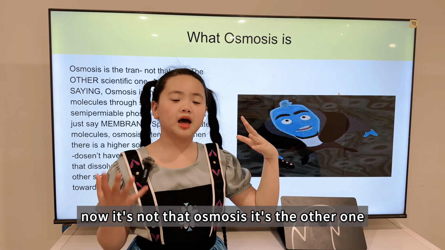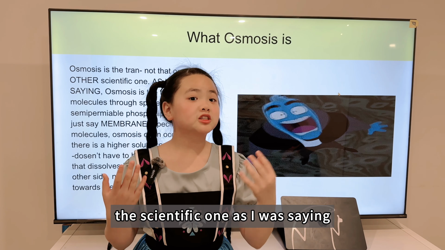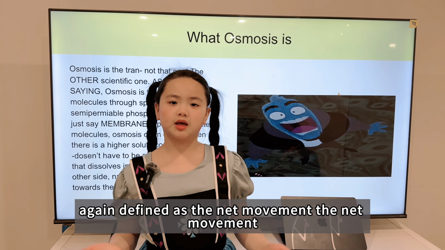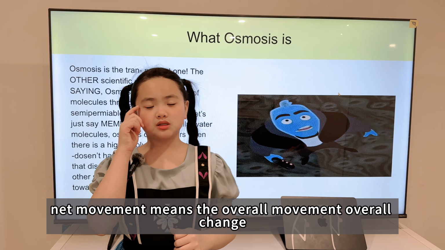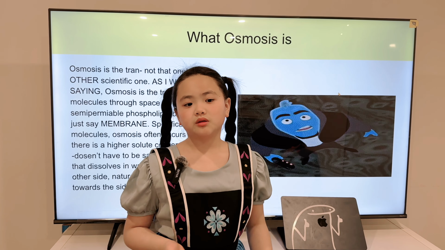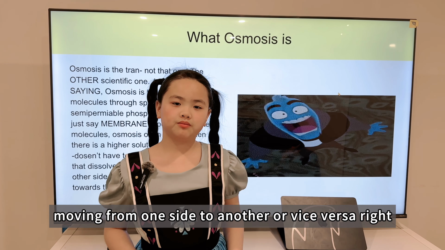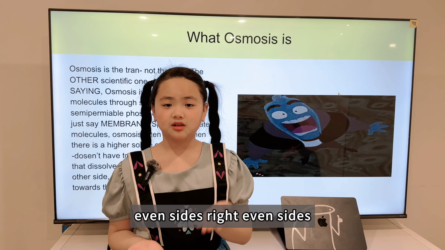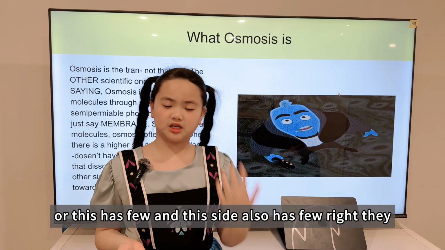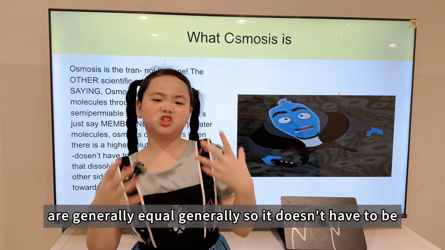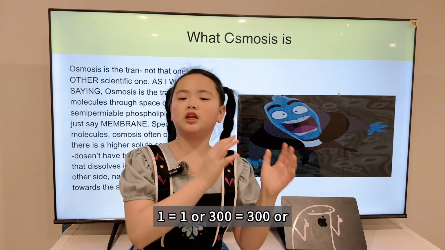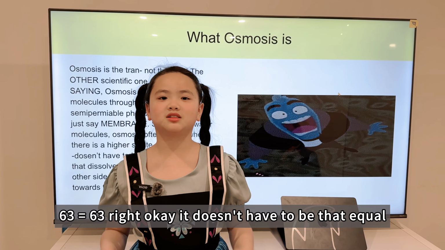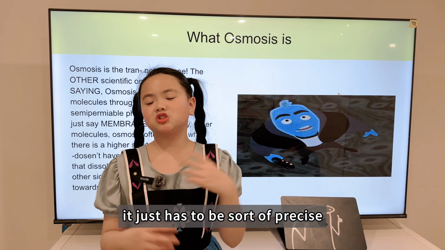What osmosis is. Now, it's not that osmosis, it's the other one, the scientific one. As I was saying, osmosis is, again, defined as the net movement. Net movement means the overall movement, overall change, moving from one side to another or vice versa, right? The net movement is zero at the point where you reach even sides, right? So this side has a lot, and this side also has a lot, or this side has few, and this side also has few, right? They are generally equal. So it doesn't have to be 1 equals 1, or 300 equals 300, or 63 equals 63, right? It doesn't have to be that equal. It just has to be sort of precise.